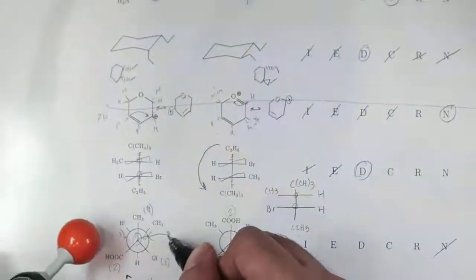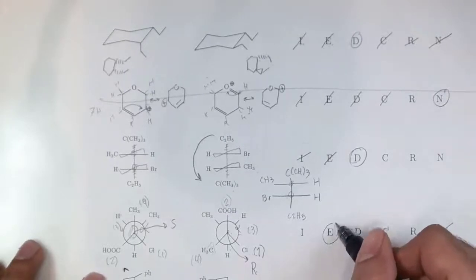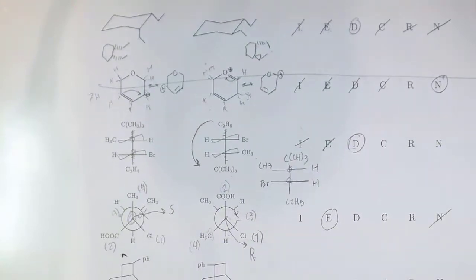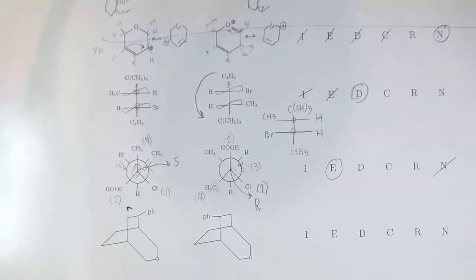Since this guy is S and this guy is R, they're the exact opposites of one another. Here's when I can say I actually have an enantiomer, because the chiralities are the exact opposite of one another. One is R, the other is S. Any questions? And the last one.